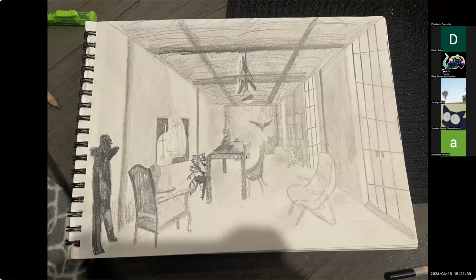And it was kind of a difficult one to draw, especially with this crazy horned chair. So do you understand what I mean about the windows, though? Yeah, I understand. Okay, cool. All right, thank you for turning that in.